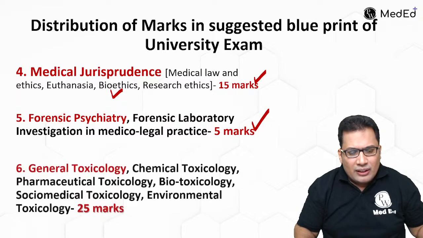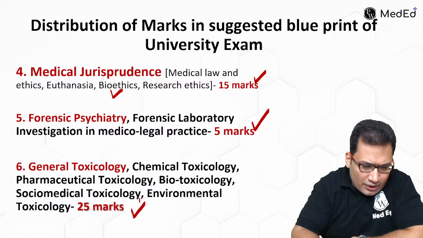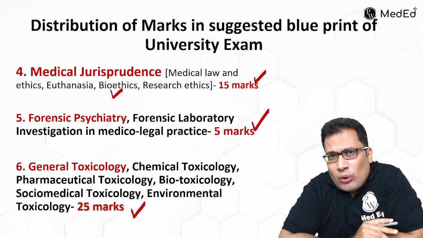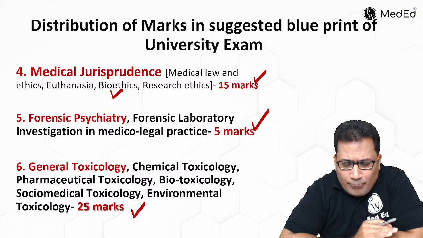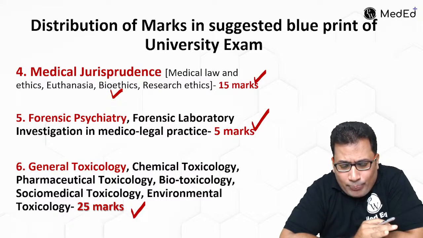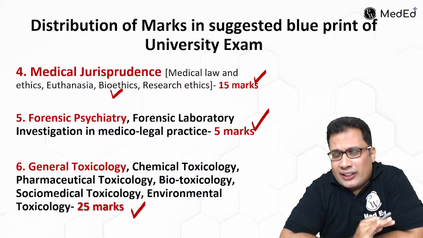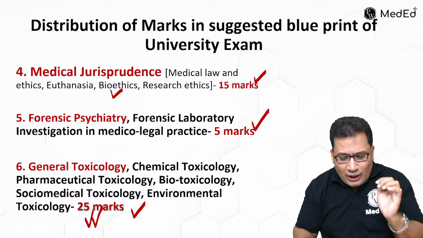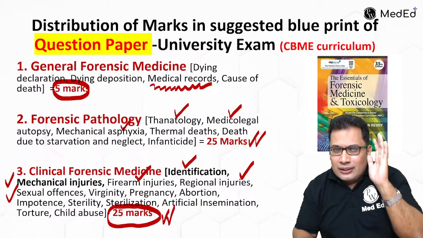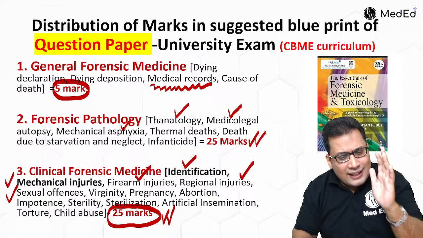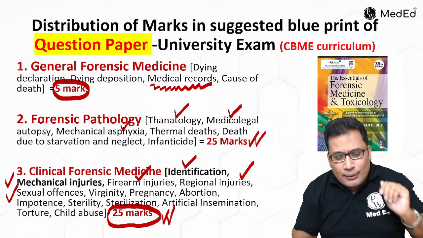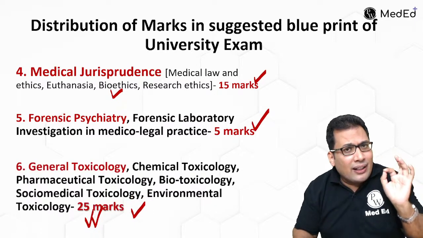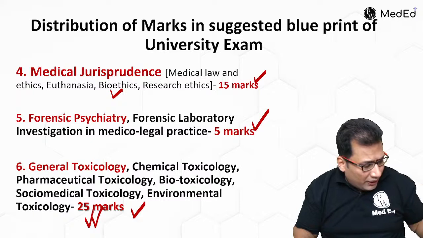Yes. Next comes your general toxicology, around 25 marks. Not only general, the entire toxicology is around 25 marks. It includes all biotoxicology, socio-medical, environmental, all this, snakes and all. So 25 marks. So entire forensic medicine as per CBME curriculum is divided into 6: general forensic medicine 5 marks, forensic pathology 25 marks, clinical forensic medicine 25, medical jurisprudence 15, forensic psychiatry 5, and toxicology, including entire toxicology, around 25.